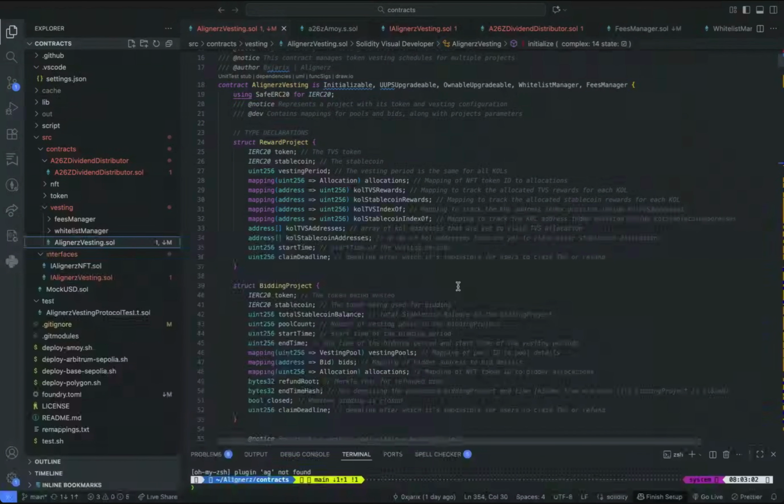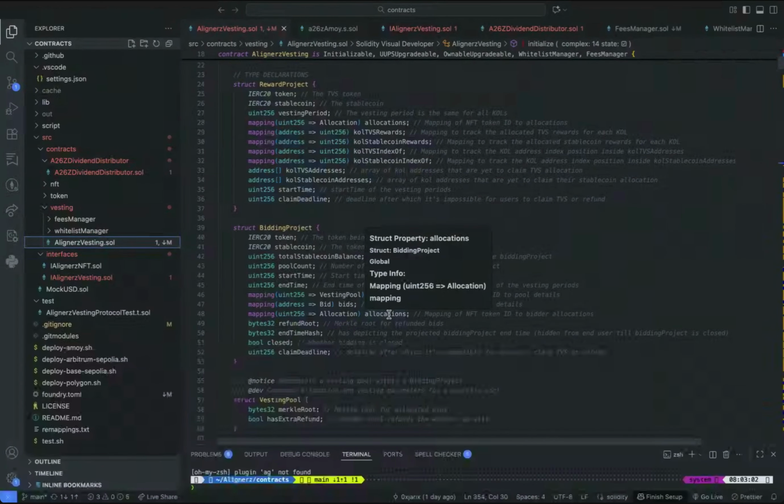And he can also merge TVSs, under the condition that those TVSs are from the same token. So if a TVS comes from a reward project for a certain token ABC, and another TVS comes from a bidding project of that same token ABC, these two TVSs can be merged together. Okay?